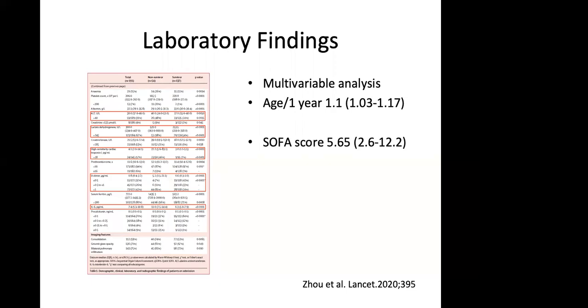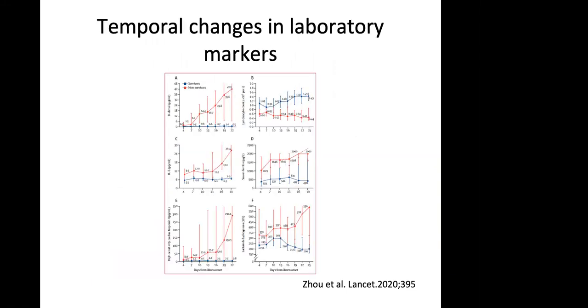Same thing for SOFA score. A higher SOFA score indicates a more severe illness, so it's not surprising that it is associated with higher risk of death. Same thing for D-dimer. And then if you look at the change in laboratory markers, in red you have the non-survivors, in blue you have the survivors. The non-survivors tend to have worsening D-dimer until their final outcome.